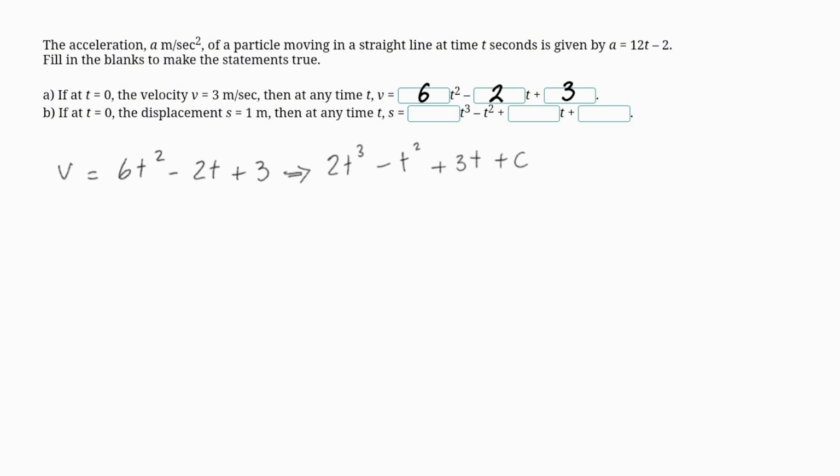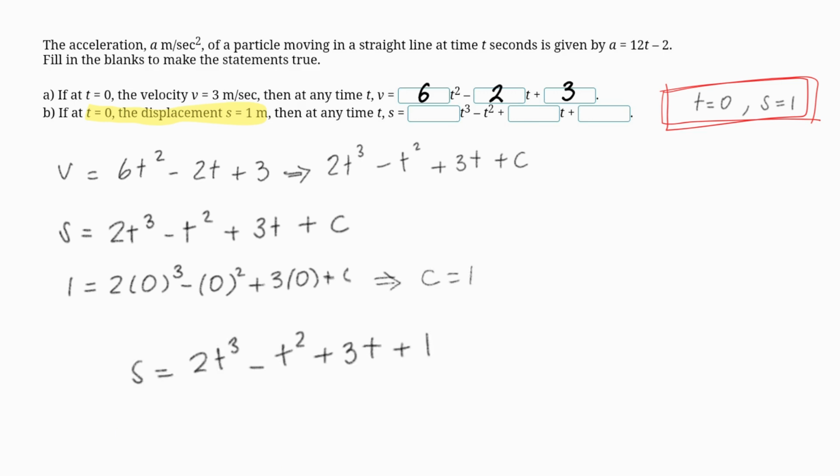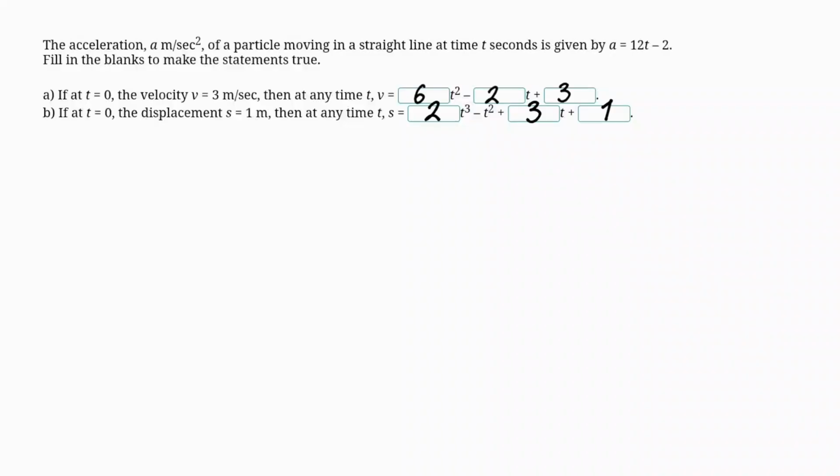Our goal now is to find our second value for c. We were given in the problem that t equals 0 and s equals 1. Let's substitute the given into our new function, s equals 2t cubed minus t squared plus 3t plus c. So 1 equals 2 times 0 cubed minus 0 squared plus 3 times 0 plus c. Therefore, c equals 1. So our answer for part B is s equals 2t cubed minus t squared plus 3t plus 1. And just like that, we have filled in all the blanks.